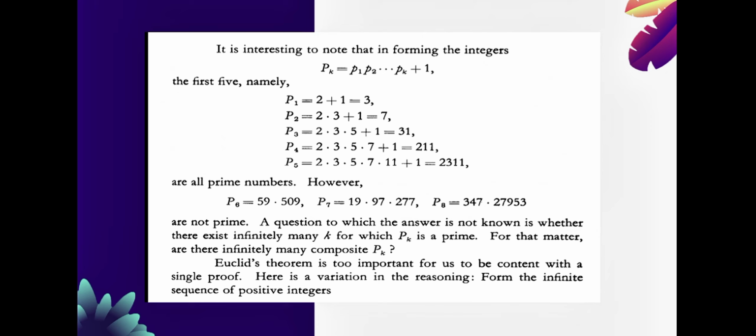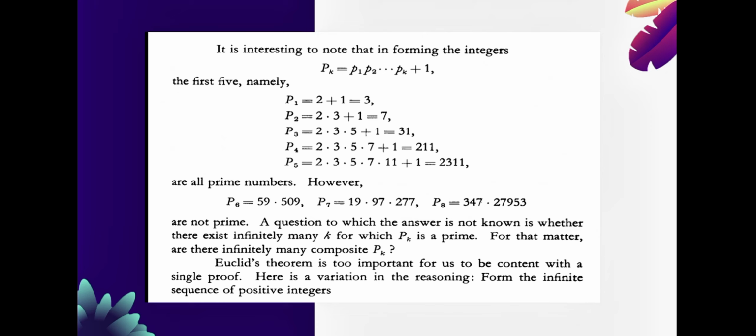However, P sub 6 equals 59 times 509, and we also have P sub 7 equals 19 times 97 times 277, and P sub 8 equals 347 times 27,953. These are not prime numbers. As you can see in the primes below, P sub 6, P sub 7, and P sub 8 are all not prime.